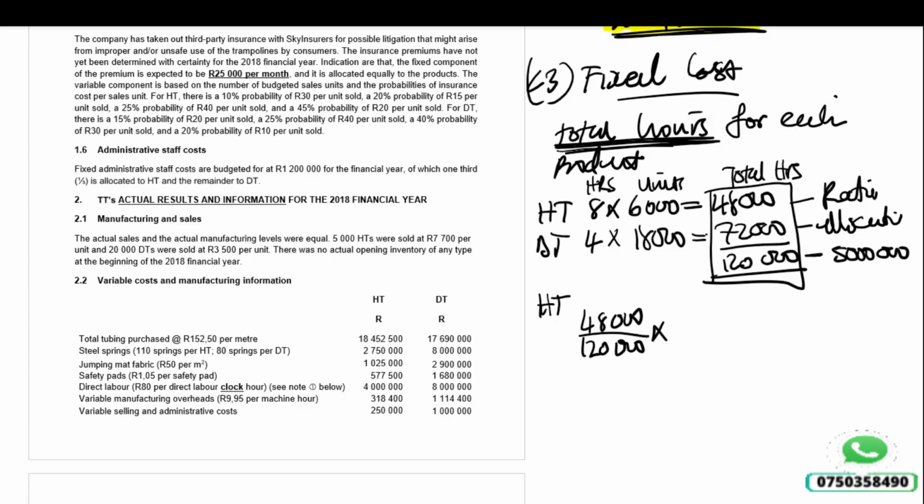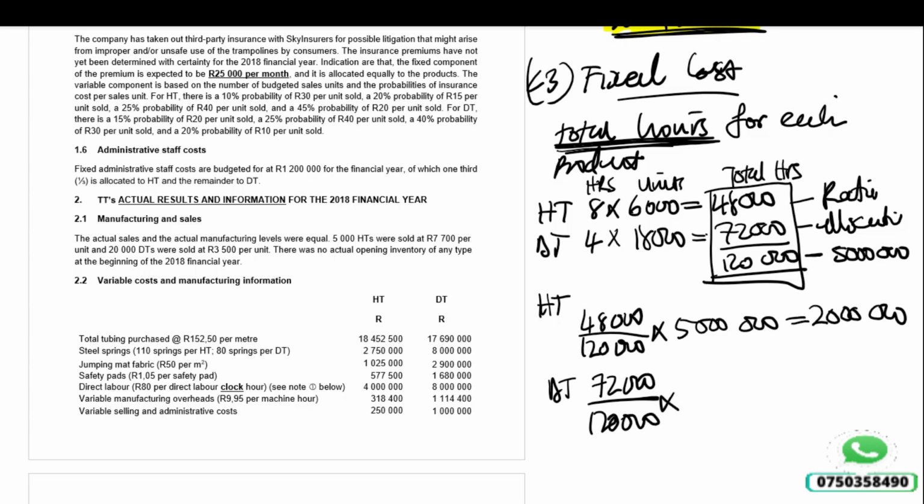So 48 over 120 times 5 million, I get 2 million. And then for DT, it's going to be 72 over 120,000 multiplied by 5 million again, and then I get 3 million. So this is how the cost is going to be allocated to the two products, HT and DT.